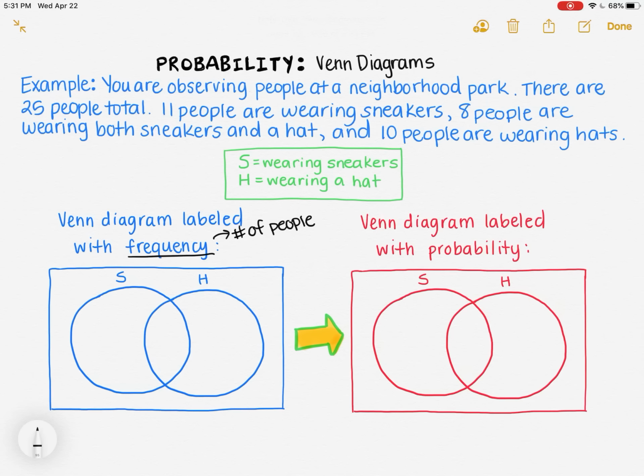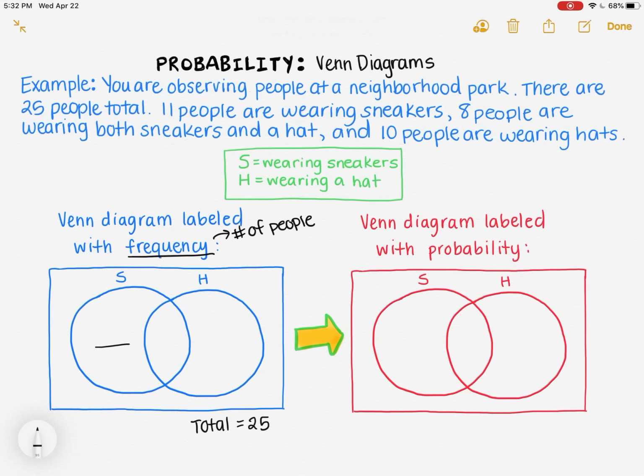The first piece of information is that there are 25 people total. One thing you should remember about Venn diagrams is that we never put the total number into the diagram. I will make note of the total being 25 below my diagram. I need to make sure that the numbers in each section of the diagram add up to my total of 25 people. Next, we are told that 11 people are wearing sneakers.